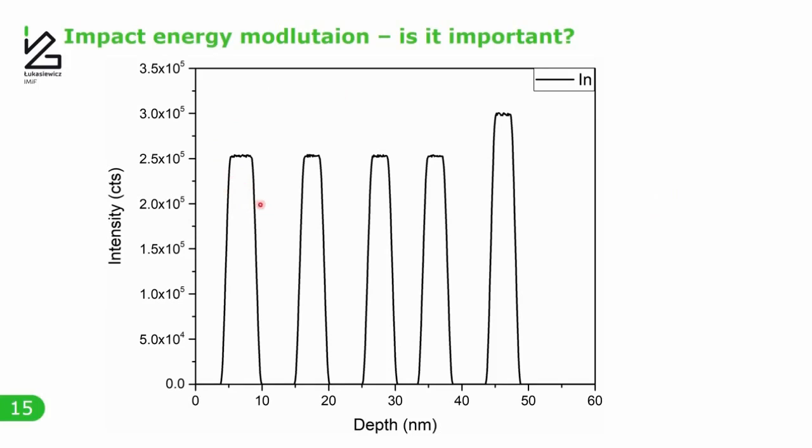So first of all, this quantum well is a little bit thicker than the other one. This one contains more indium, and here this quantum barrier is a little bit thinner than the others. So this can be achieved only by this energy modulation.